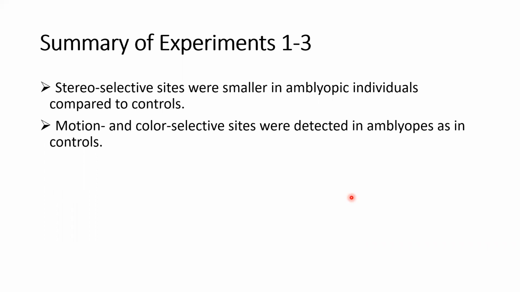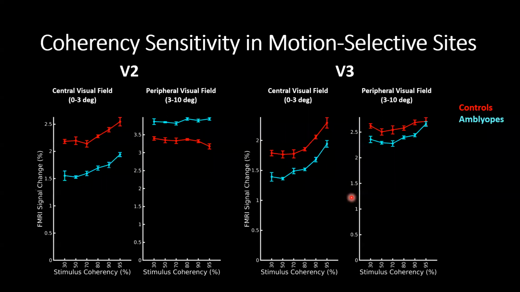As the next step, to reveal the reason underlying impaired global motion encoding in amblyopes, we measured the sensitivity of the response in motion-selective sites. Here you can see the result. Red represents the activity measured in controls, and cyan represents the activity measured in amblyopes.